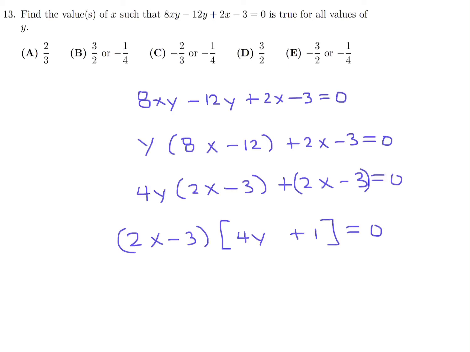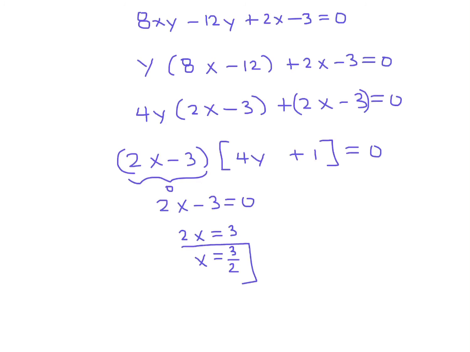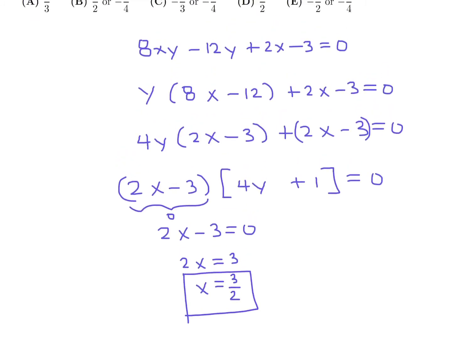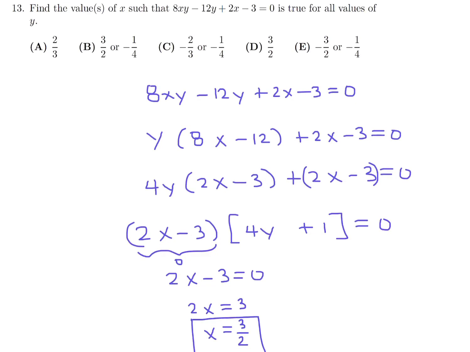If you put it in brackets, it looks a little bit more obvious. Okay, and that's it, I guess. So 2x minus 3 is equal to 0, and therefore 2x is equal to 3, and x is equal to 3 over 2. So when x is equal to 3 over 2, this part becomes 0, and no matter what y is, it doesn't matter. This expression will be true. So when x is equal to 3 over 2, this is true for any value of y. And what is that? 13, 3 over 2 is D, right here.